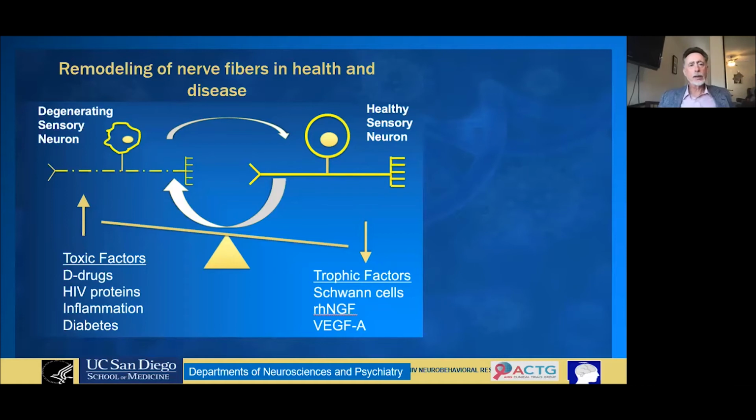We've come to realize that distal nerves are not static structures, they're highly dynamic. They're influenced by a variety of trophic and toxic factors, and the balance between these two is what determines the configuration of the sensory neuron and its fibers.